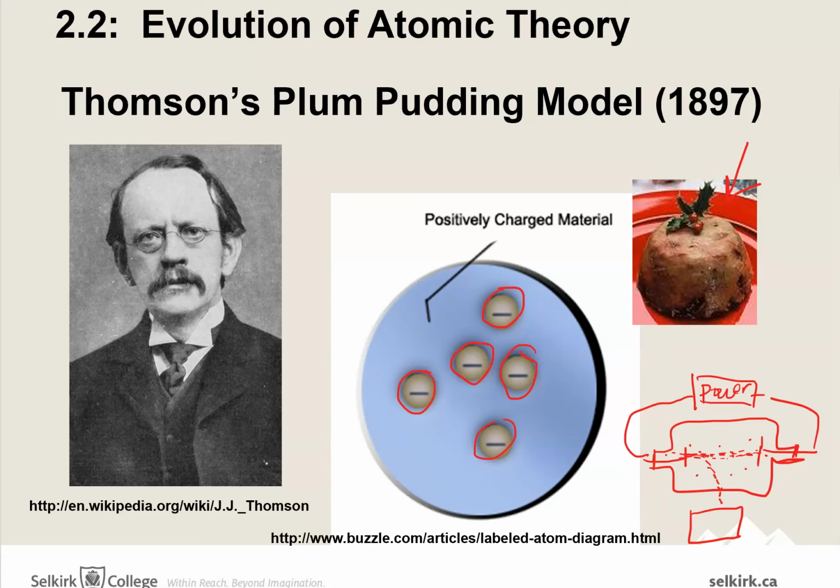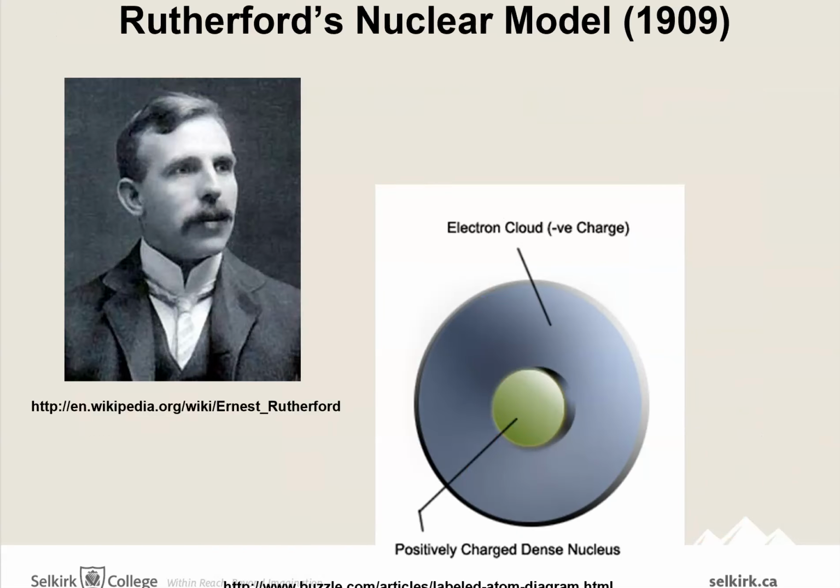So this model retains the features of Dalton's model. It still explains the laws of constant composition and conservation of mass, but in addition, it explains the behavior in the cathode ray tube. So that was in 1897. One thing you'll see now is that the model is evolving more rapidly. In 1909, only 14 years later, Ernest Rutherford was experimenting with radioactivity. And he came up with the nuclear model.